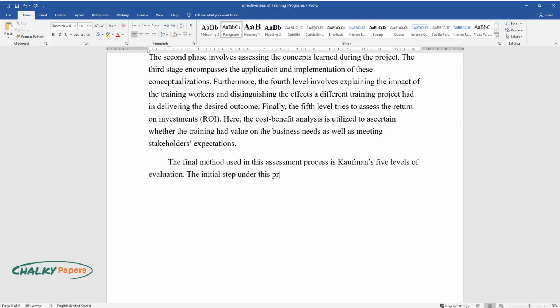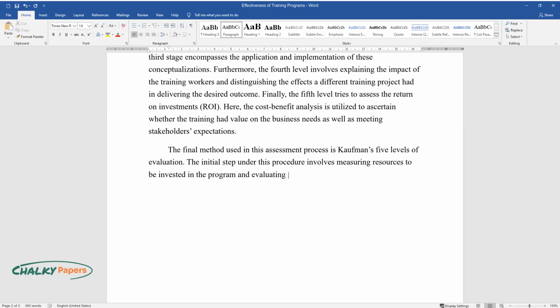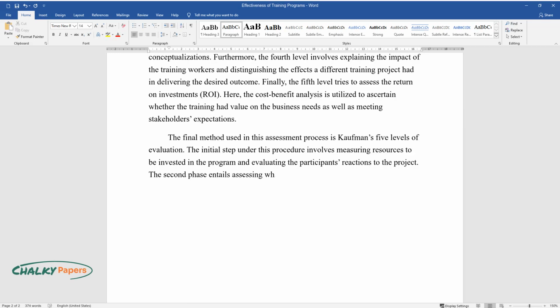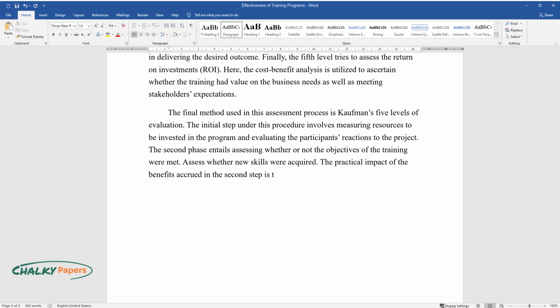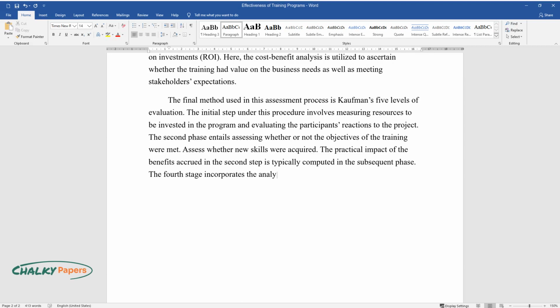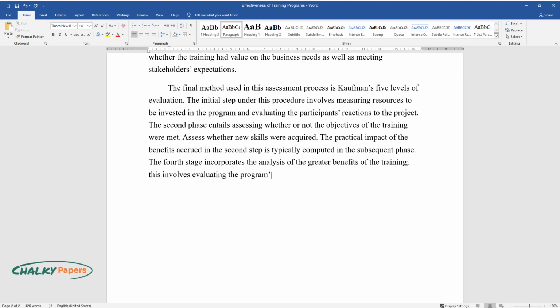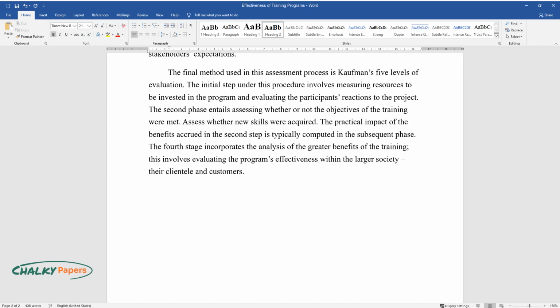The initial step under this procedure involves measuring resources to be invested in the program and evaluating the participants' reactions to the project. The second phase entails assessing whether or not the objectives of the training were met. Assess whether new skills were acquired. The practical impact of the benefits accrued in the second step is typically computed in the subsequent phase. The fourth stage incorporates the analysis of the greater benefits of the training. This involves evaluating the program's effectiveness within the larger society, their clientele and customers.